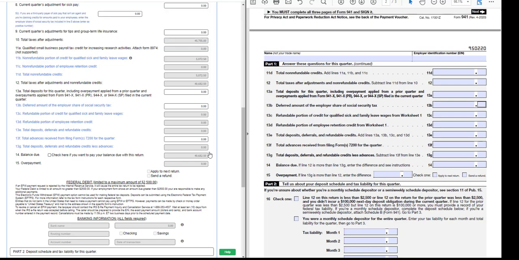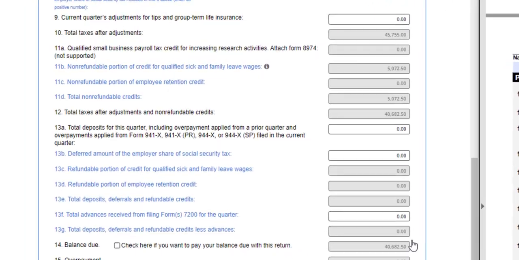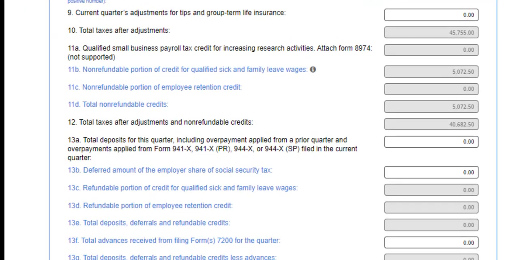Line 12 is total taxes after adjustment and non-refundable credits. This line is calculated by subtracting 11D from line 10. Line 12 is very important as it's often referenced and needs to tie to other parts of the form. For now, let's note the amount, which is $40,682.50.